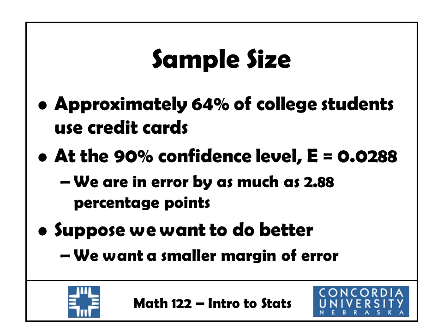64% is an estimate. That error is by as much as 2.88 percentage points. Well, suppose we want to do better. Suppose we want a smaller margin of error. Or in other words, we want more accurate results. Well, the law of large numbers says that in order to get better results, I need a bigger sample size. So if I want a better result, I need to survey more students. Do I need to do 250 more students for a total of 1,000? Do I need to do 1,250 more students for a total of 2,000? Just how many more do I need to do in order to get a smaller margin of error?